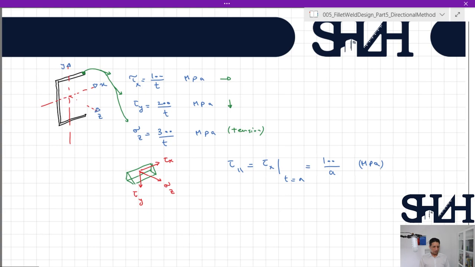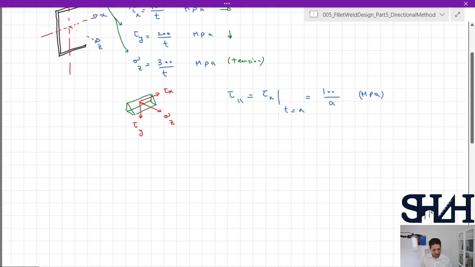But the other two are transverse, considering the longitudinal direction of the weld. So then you just need to sketch that segment from the side to understand how it is going to be combined. In the first one, I have sigma z, which is coming in this direction. And for the second one, I have tau y, which is coming in the other direction. Two components for sigma z.